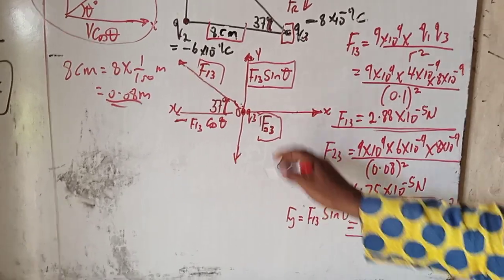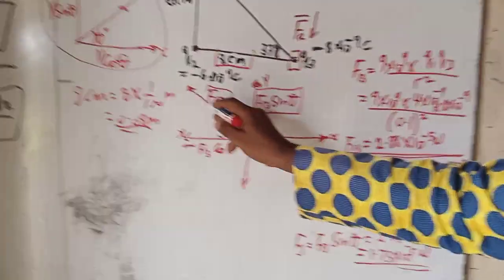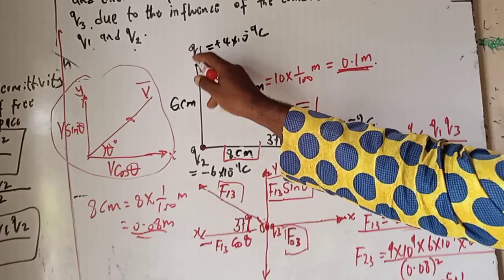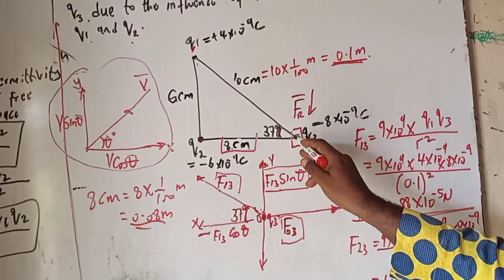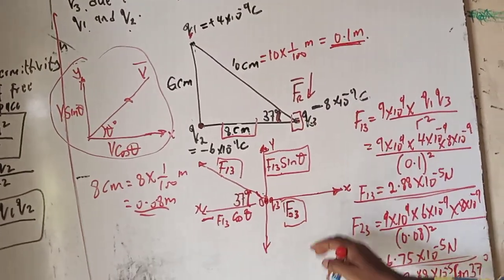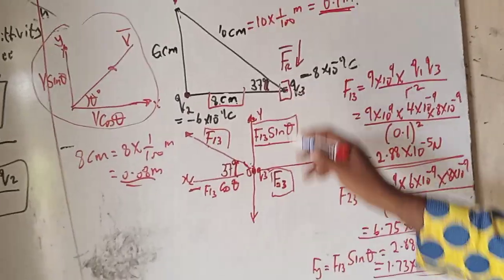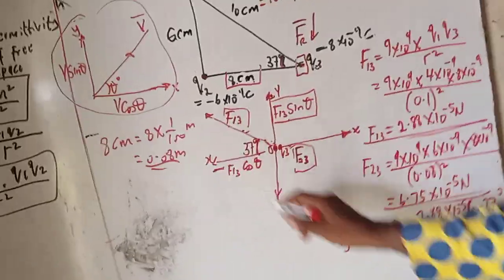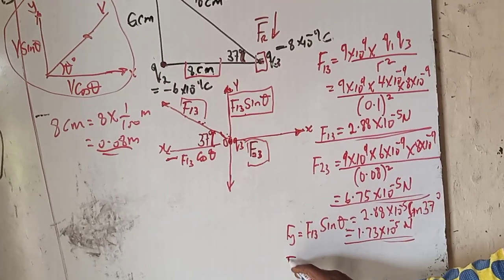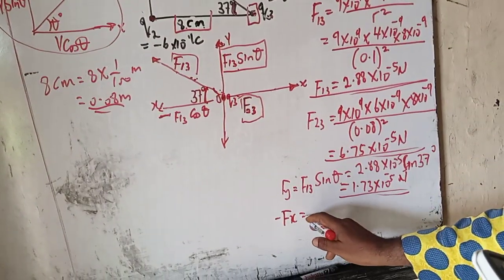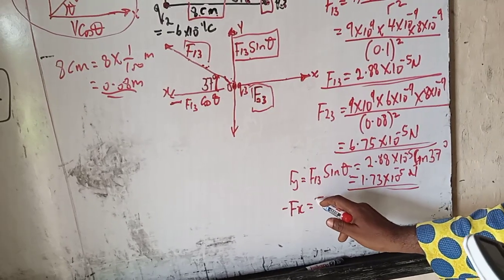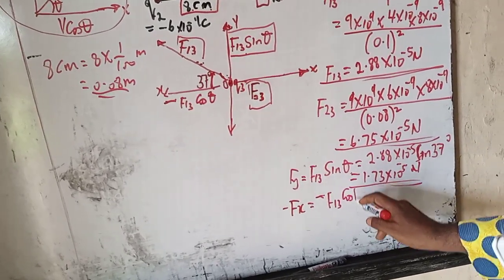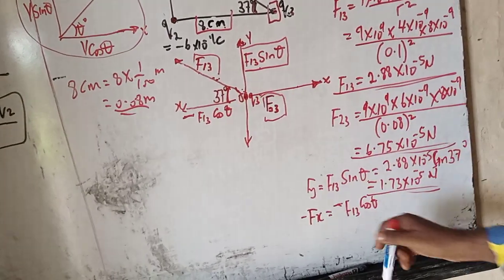So that's the component of the force due to charge 1 on charge 3. That's the y component, the vertical component. Then the horizontal component of this particular force is going to be Fx, which is minus F13 cos the angle 37 degree.